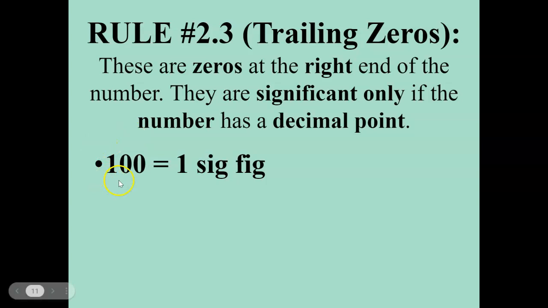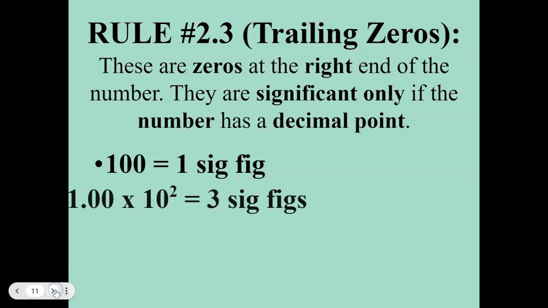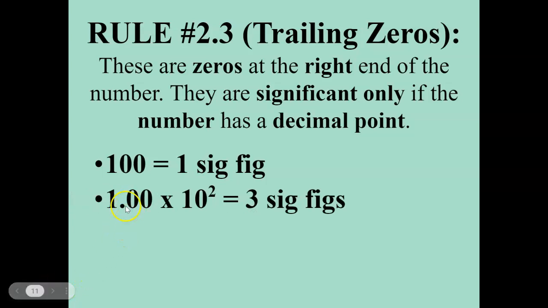So for example, here we have the number 100. There is no decimal point here. These zeros come after a non-zero digit, and they don't have a decimal point. So these do not count as significant. So 100 only has one sig fig, okay? However, if we add a decimal place, then we do have to count these trailing zeros.